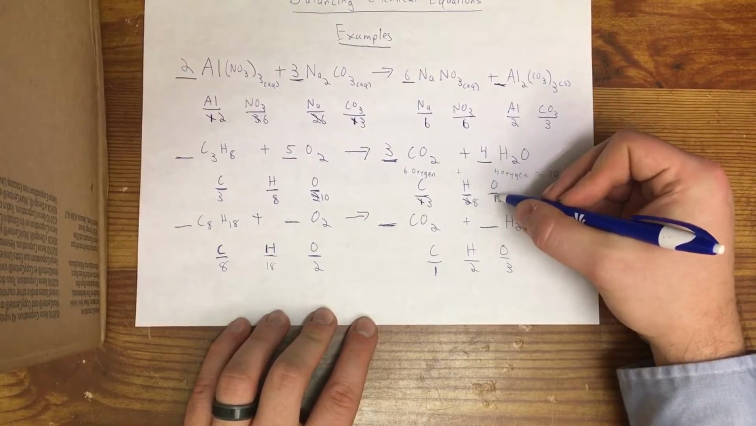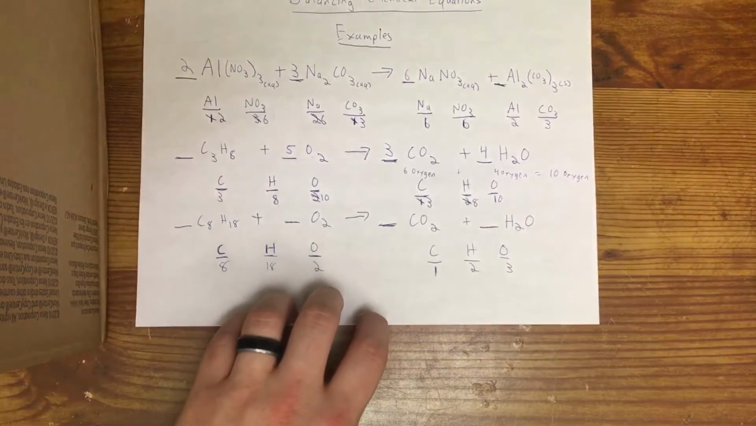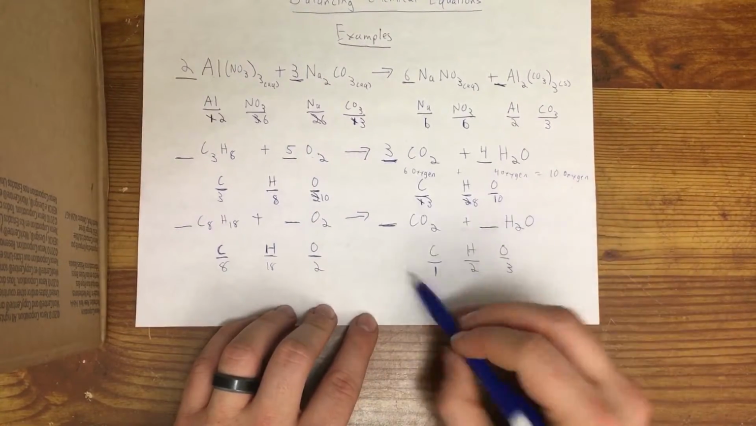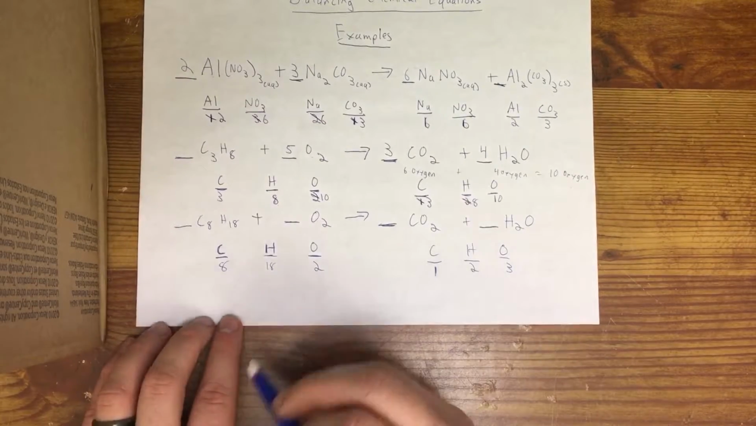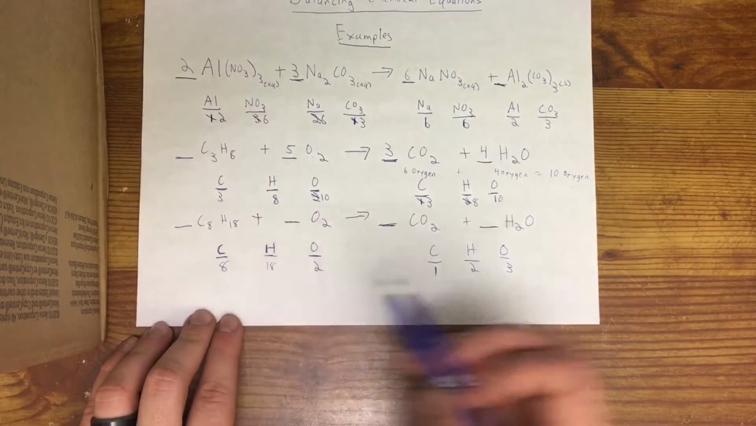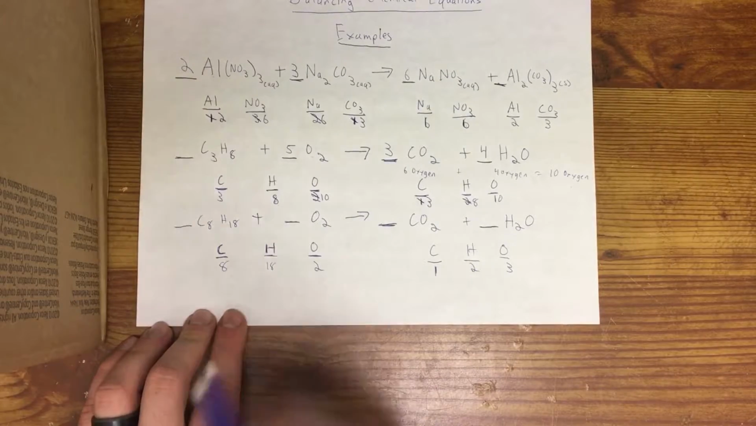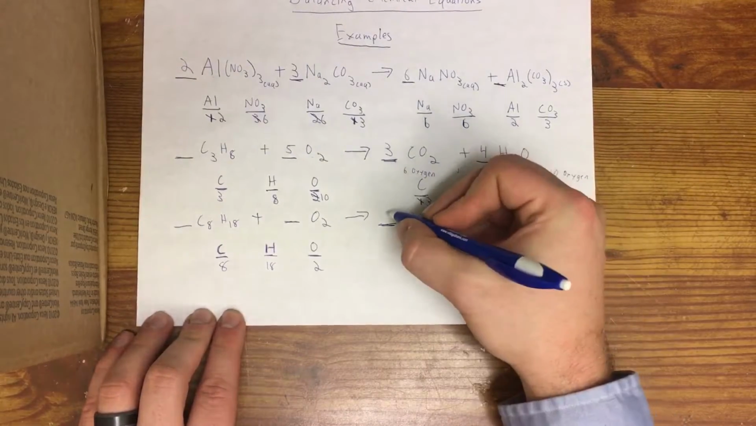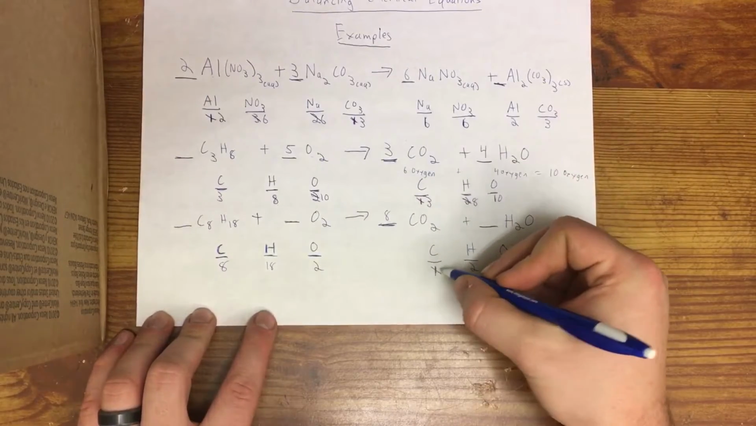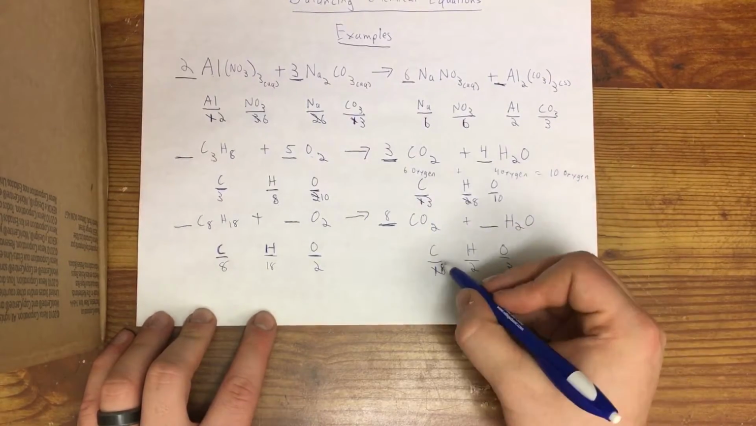I should have had three oxygens up here before. Sorry for that mistake. 2 from the carbon dioxide and 1 from the water. Anyway, so we balance in that order: carbon, then hydrogen, then oxygen. So we have 8 carbons on this side. In order to make 8 carbons on this side, we'll multiply by 8. Pretty simple. That fixes that.